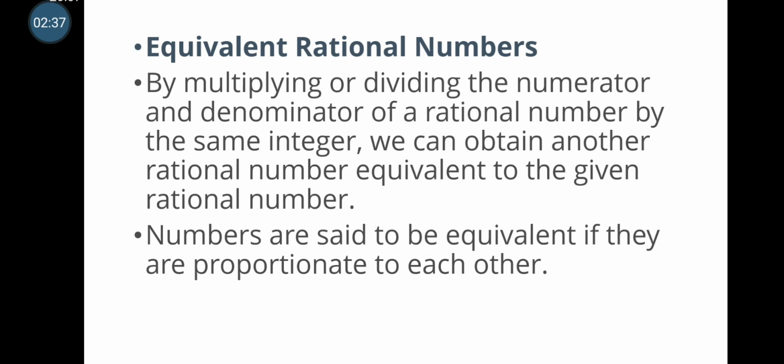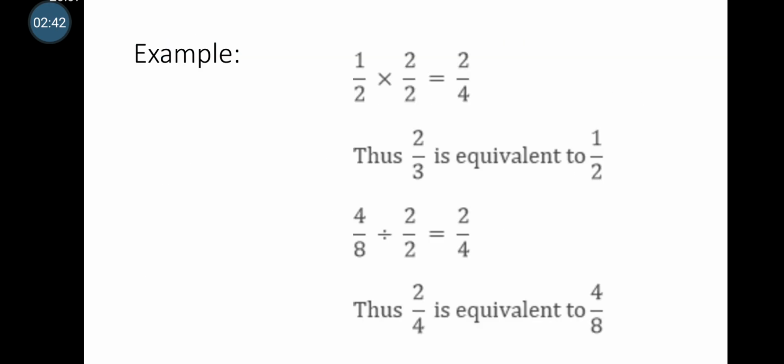Numbers are said to be equivalent if they are proportionate to each other. So you can see an example here. 1 by 2 is there. 1 by 2 is multiplied and divided by 2. So you are getting 2 by 4. So 1 by 2 and 2 by 4 are equivalent fractions.